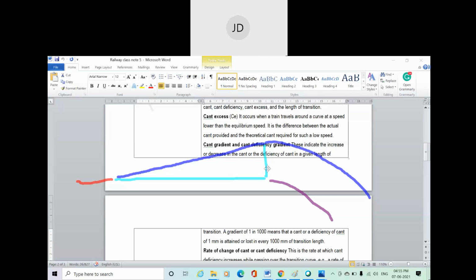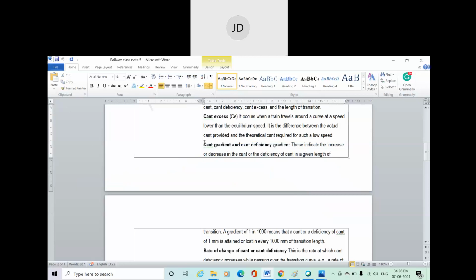It is not directly provided from the straight track. It should be provided gradually. And how can we provide a gradual increase of superelevation? By introducing the transition curve. Along this transition curve, we can provide a gradual increase of gradient and a gradual increase of superelevation. These things are also known as cant gradient, or cant deficiency gradient.